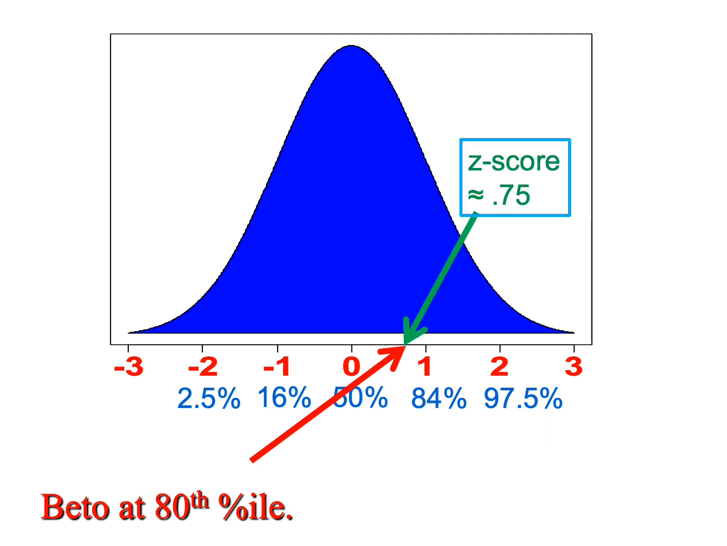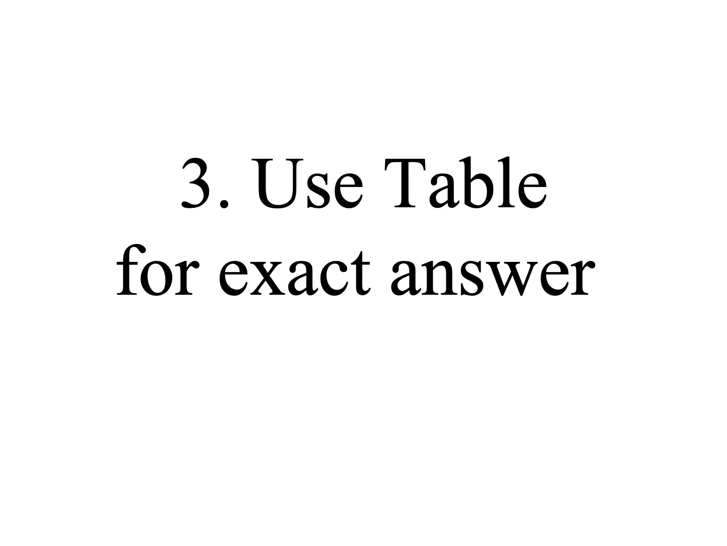Alright, so using the sketch, I estimated that a g-score of 0.75 is equivalent to the 80th percentile. But I was just guessing, and your guess may be more accurate than mine. Okay, so we shall see. Now we are ready for the third step, in which we use the table to find the exact answer.